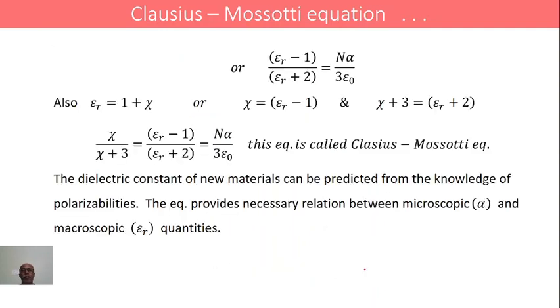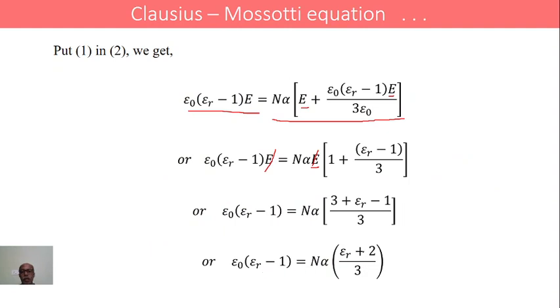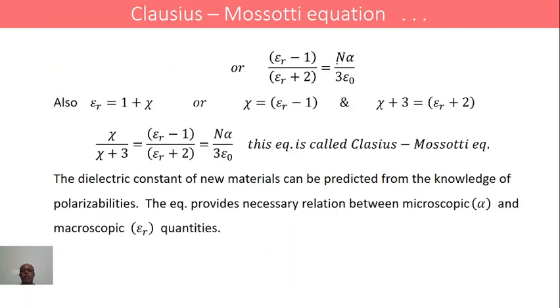In the next step, we get epsilon r minus 1 whole divided by epsilon r plus 2, and that will be equal to N alpha divided by 3 epsilon naught. This expression is called the Clausius-Mossotti equation. It is a relation between the dielectric constant or the relative permittivity of the material and the number of atoms per unit volume, the polarizability, and the permittivity of free space.